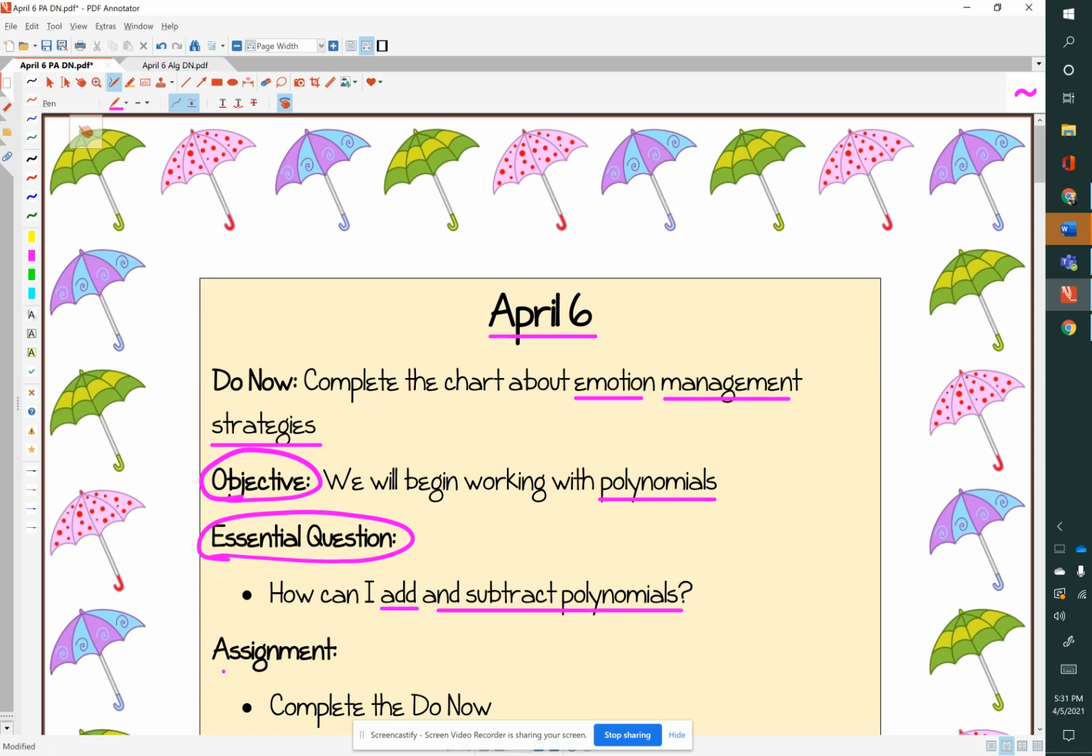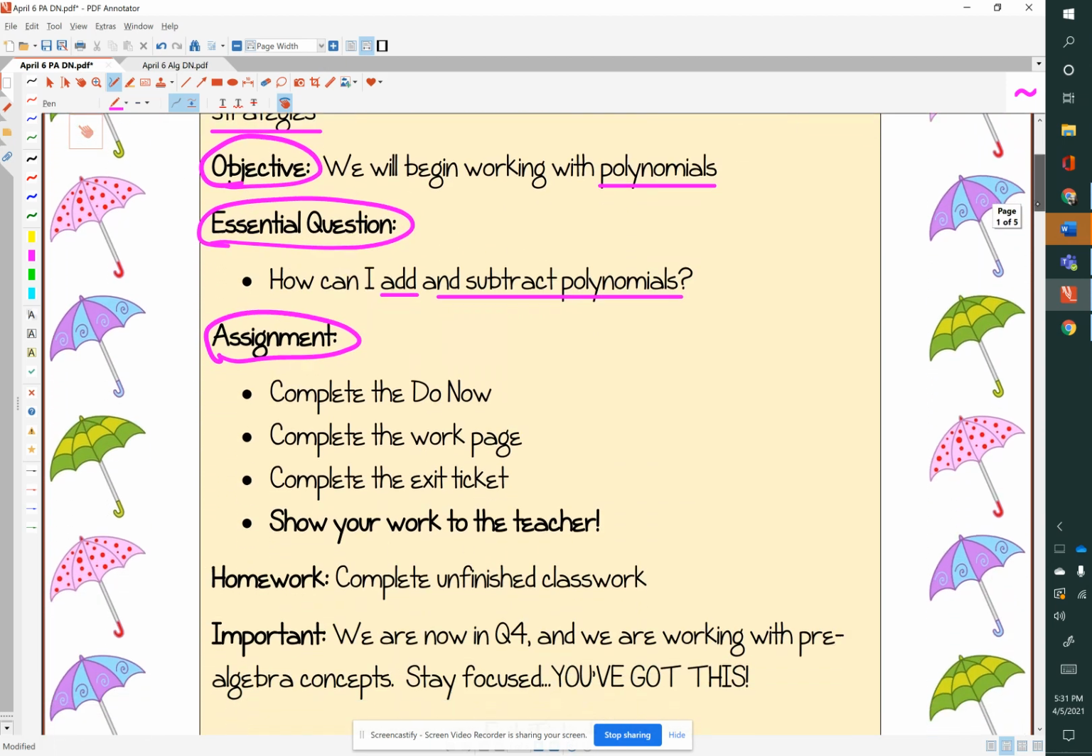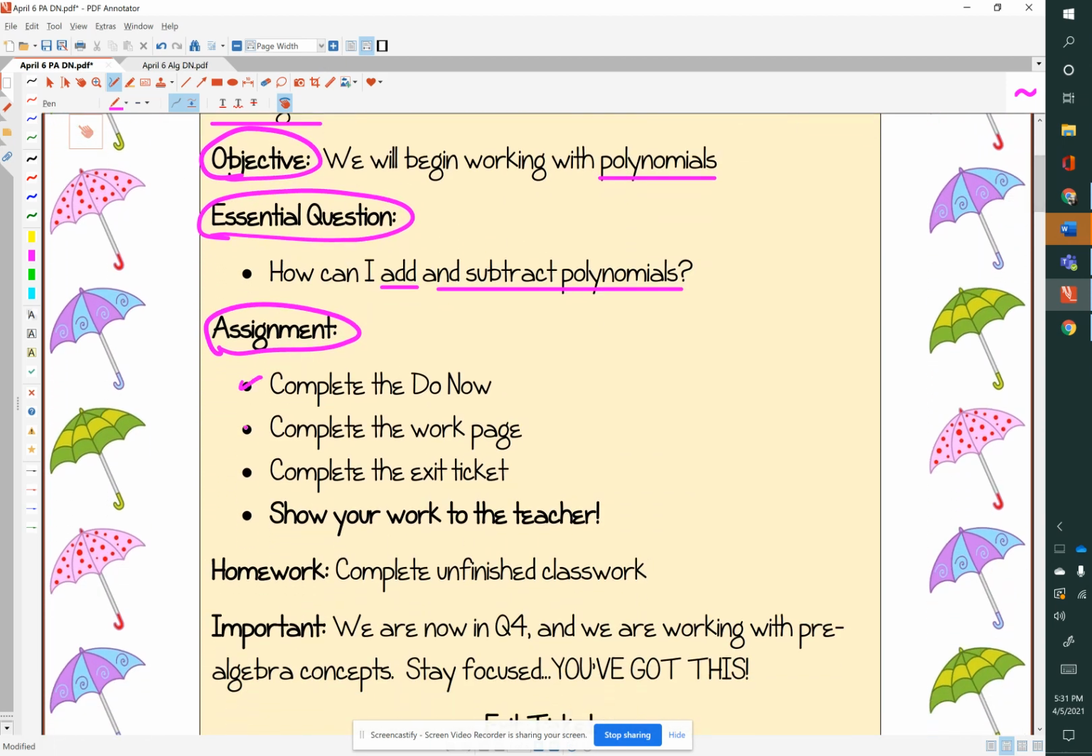Mostly adding today. Our assignment, let's roll this down a little bit. We're going to complete the do now, complete the work page. We're going to complete the exit ticket, and then make sure you show your work to me. That's the most important thing. If you don't finish, you can do that for homework.